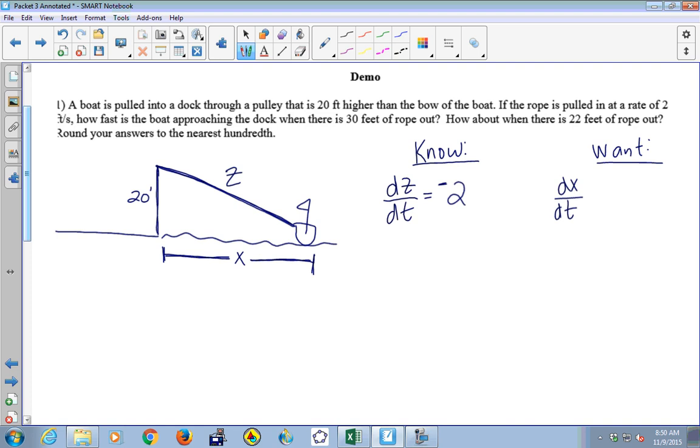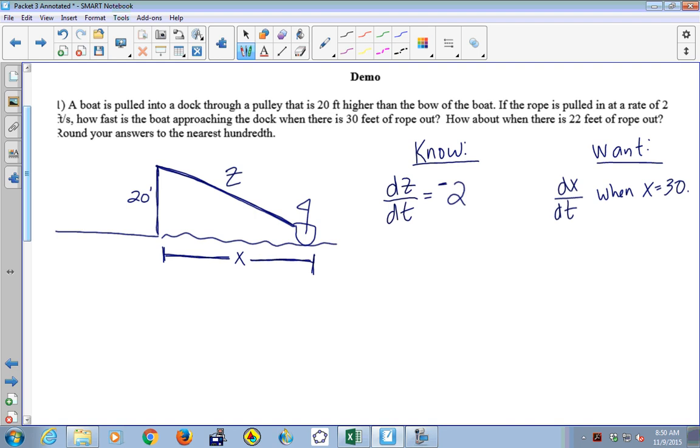When z equals 30. Yeah, when there's 30 feet of rope out. So we'll just answer that part first, and then we'll come back and do the 22 feet later. So I want dx dt when x is 30. So I've got a picture, and I've written down what I know and what I want to know.